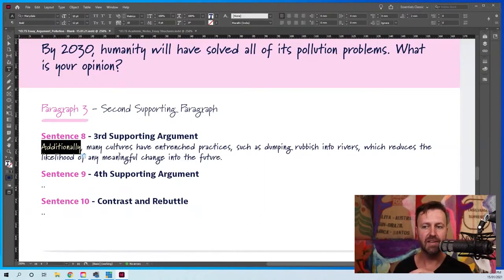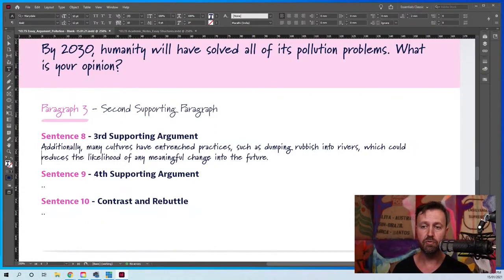Again, look at the structure here. Additionally, many cultures have entrenched practices. Now what we could do here is, because we've started with a noun like many cultures, we could have the word can here. We haven't got it here now, but let me show you how it would work. Additionally, many cultures have entrenched practices such as dumping rubbish into rivers, which could reduce. So a modal verb is also could, which could reduce the likelihood of any meaningful change into the future. It's possible that it could reduce things. So that's what's happening here.